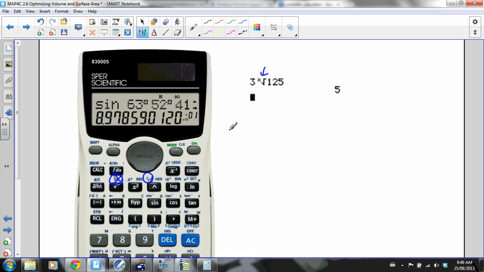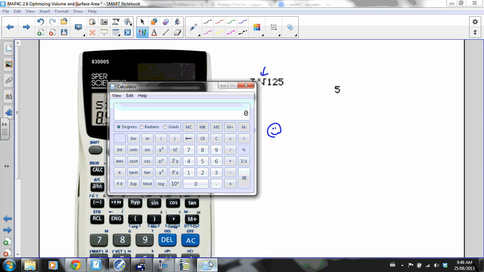Now this is how it works with a nice new calculator like that. If you have an older calculator, and actually this is a screenshot from a graphing calculator, that behaves like the one on an iPod or the one on the computer here, what you have to do is put in the inside thing first. You go 125, and then you tell it which root.